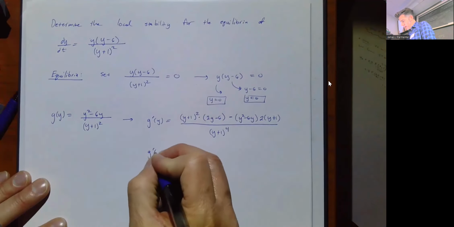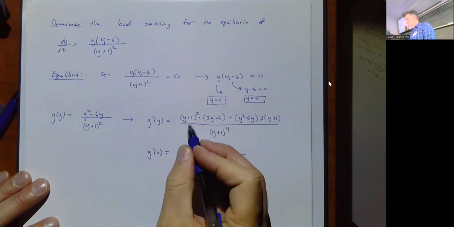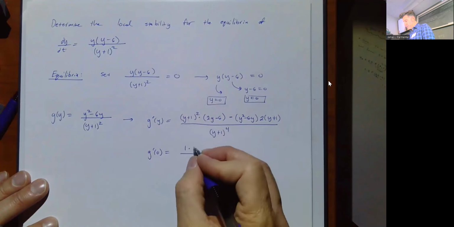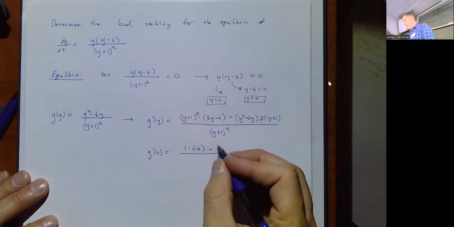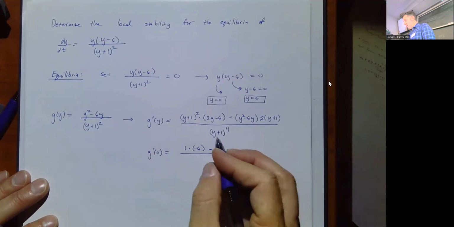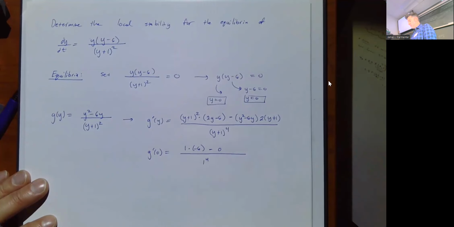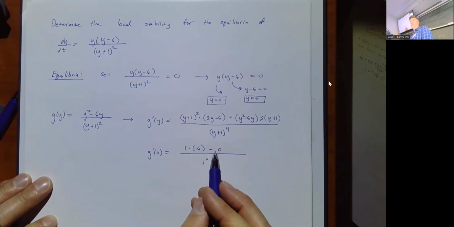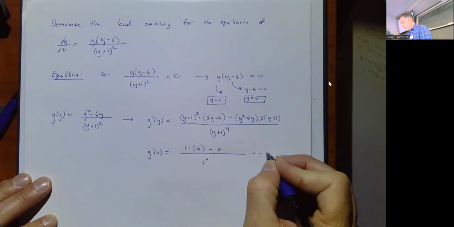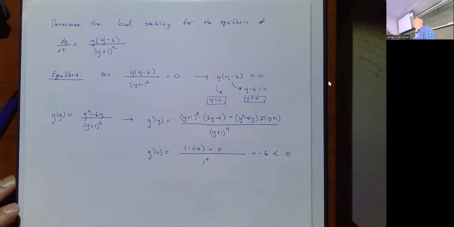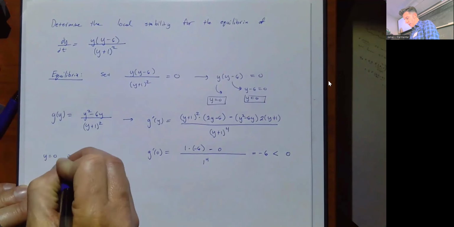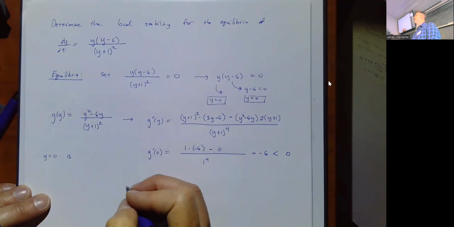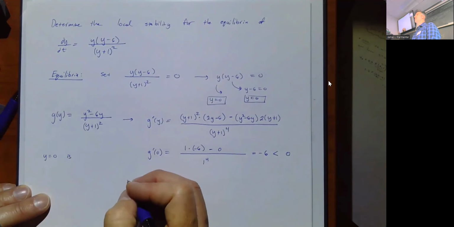So g prime of 0, I've got 1 times negative 6 minus 0 times, I don't care, 0 times anything is 0, all divided by 1 to the fourth power. That's a negative 6. Minus 0 is still negative 6. Divided by 1 is still negative 6. It's negative 6, but I really just care that it's negative. So since g prime of 0 is negative, we know that y equal to 0 is stable or unstable? Stable. Thank you. Yes.